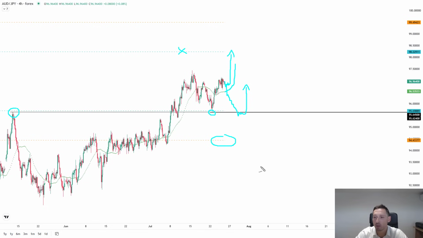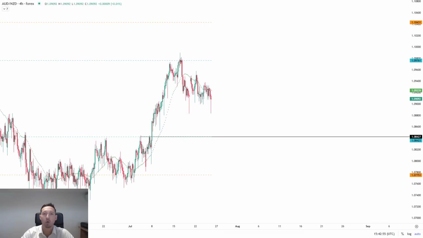But if we do trade below the 94.43, I can pull the trigger on a long position here as well, because the odds of a snapback increase greatly once we trade outside these gold levels. But it rarely happens. Next is Aussie New Zealand.